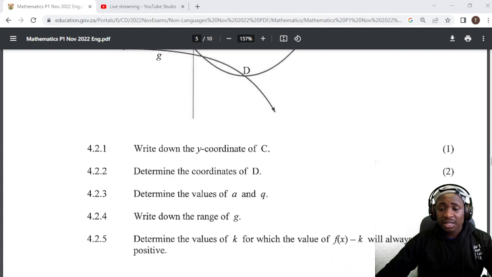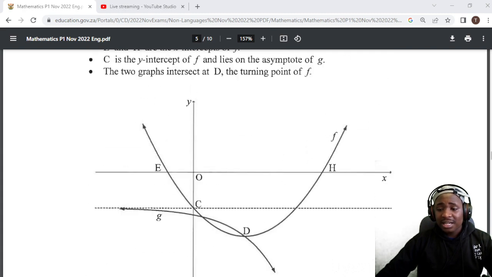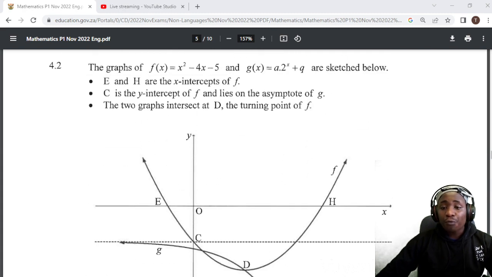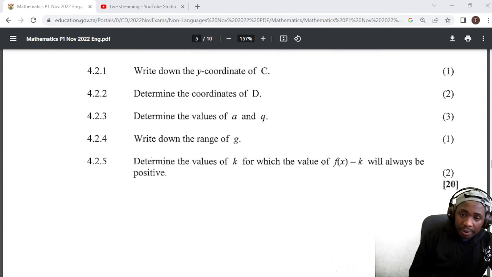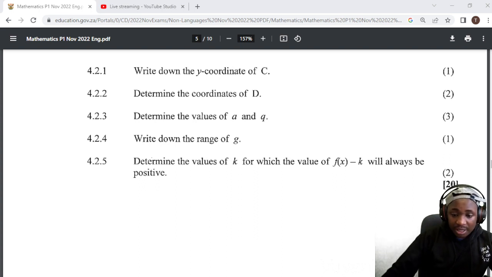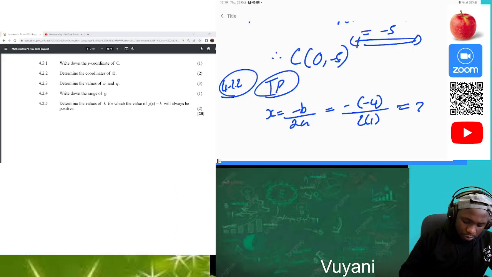Proceeding to the next question, write down the coordinates of D. D is the turning point of f of x. So we know that for the turning point, we calculate x equal to negative b over 2a. What is our b? Our b is negative 4, divided by 2 times a, negative positive 4 divided by 2. Then we should get our value to be 2 there.